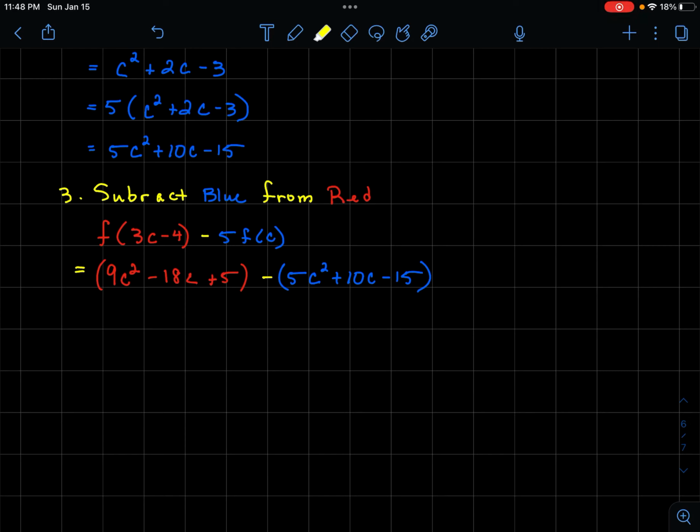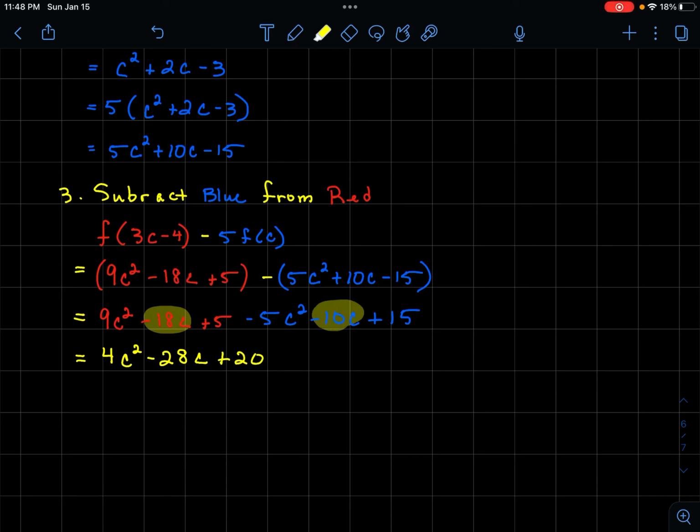And keep in mind, I put parentheses around here because I'm not just subtracting 5c squared. I'm subtracting the whole function that we got. Distribute the negative sign, which changes the signs of everything I have in blue. And then I can combine my like terms. We have 9c squared. We're going to take 5c squared away from it, which gives us 4c squared. Our negative 18c, subtracting 10 more c's, gives us negative 28c. And then finally, 5 and 15 together gives us our 20 down there. So there is our final answer: 4c squared minus 28c plus 20.